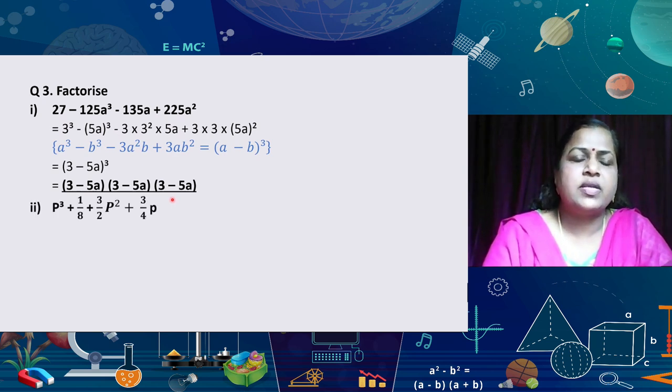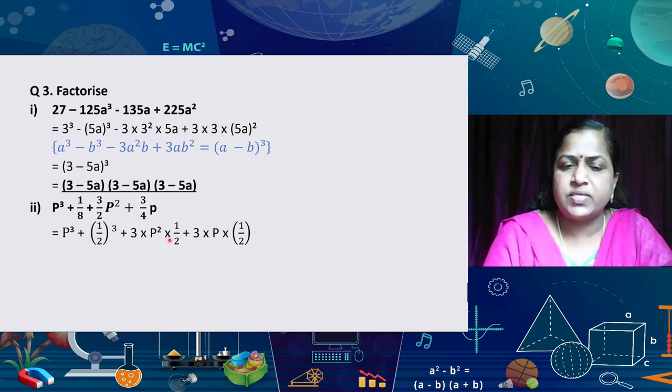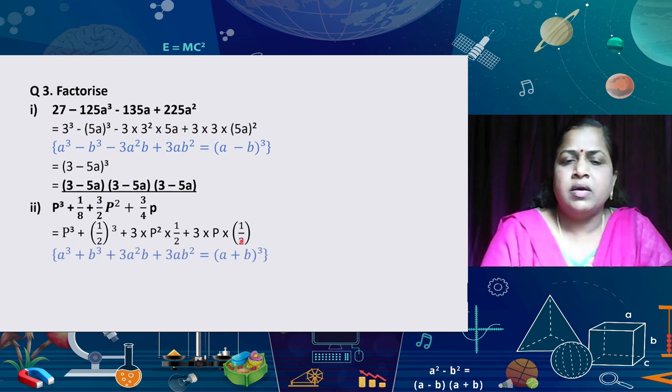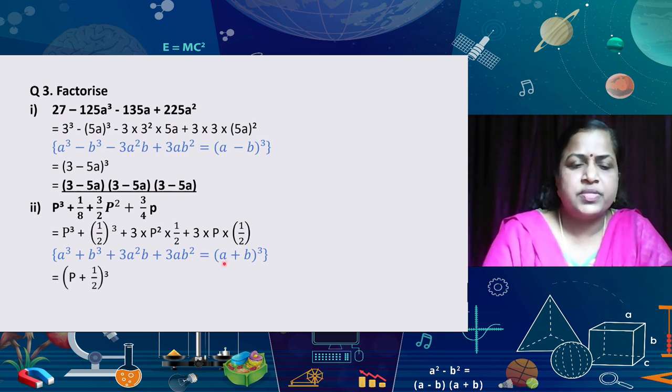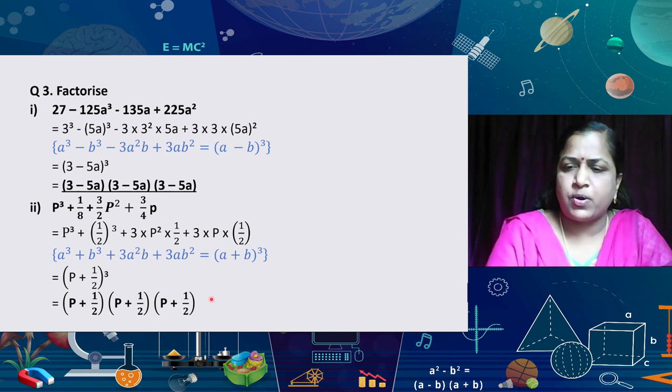So next is p cube plus 1 by 8 plus 3 by 2 p square plus 3 by 4 p. Now we can check the form. Here also p cube is given, then (1 by 2) whole cube is given, 3a square b plus 3ab square. We can write the identity a cube plus b cube plus 3a square b plus 3ab square as (a + b) whole cube. So here the answer is (p + 1/2) whole cube, that is (p + 1/2) into (p + 1/2) into (p + 1/2). We have to write in the product form always.